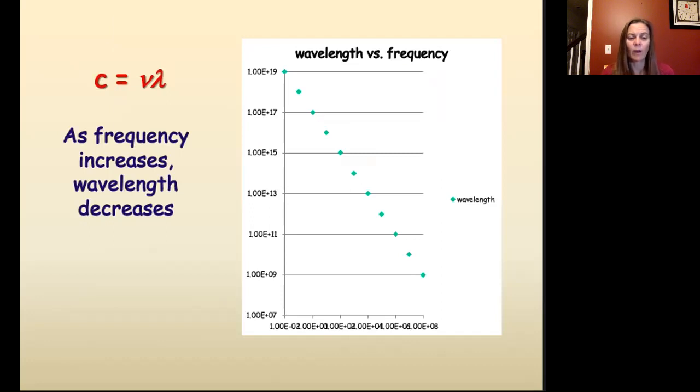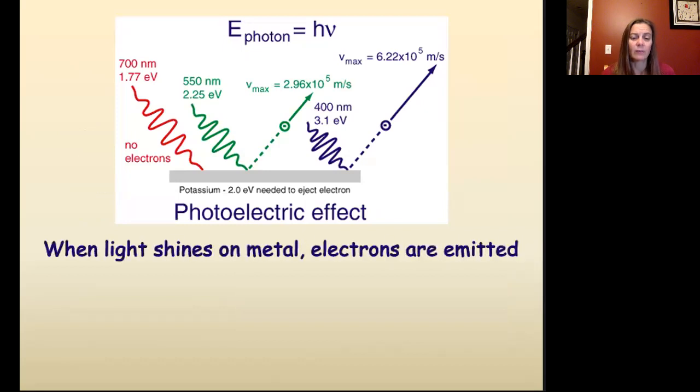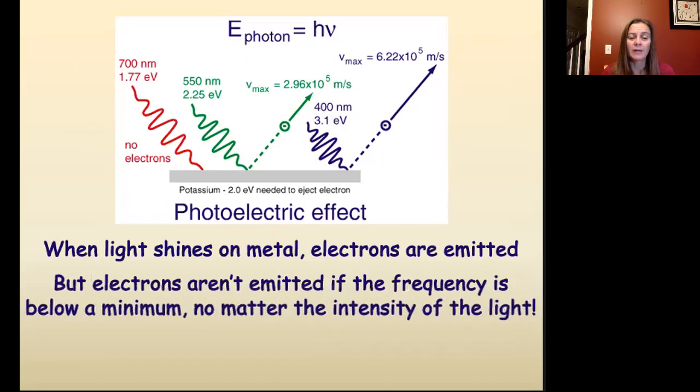Okay, so why is all of this important? Well, one of the first observations that led us to think about light as carrying energy is the photoelectric effect. What the photoelectric effect is, is that when light shines on metal, that metal will actually eject electrons. But if the frequency is below a minimum frequency, electrons aren't going to get emitted no matter how intense the light is. So we can make it brighter and stronger, but it's still not going to emit electrons if it doesn't have a certain frequency.